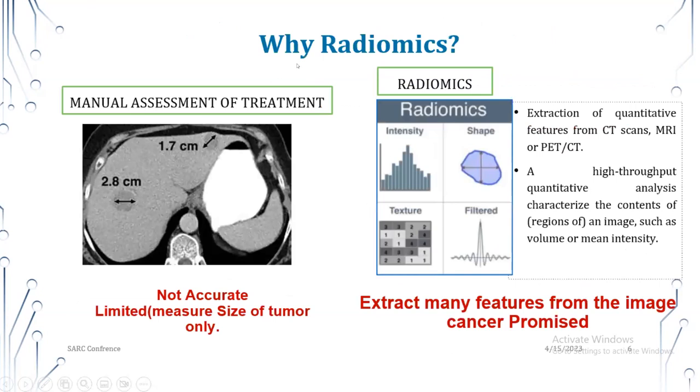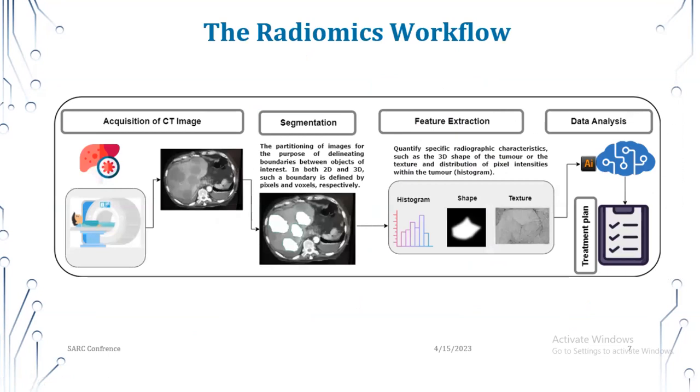So why radiomics? Because manual assessment of treatment is not accurate, and it is limited to measuring the size of the tumor only. Radiomics extracts many features from the image, and it is a promising approach for predicting cancers or for early diagnosis.